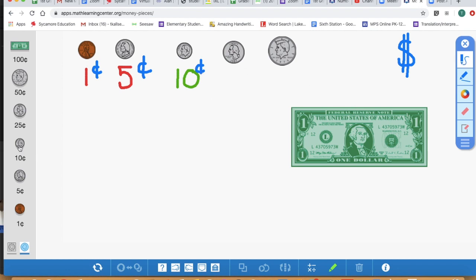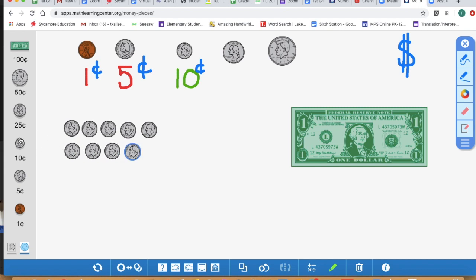So if I were to make a dollar out of tens, I would have to count by tens to get to how many? How many cents is a dollar? 100. So I'd have to count by tens to get to 100. So let's try that. 10, 20, 30, 40, 50, 60, 70, 80, 90, 100.